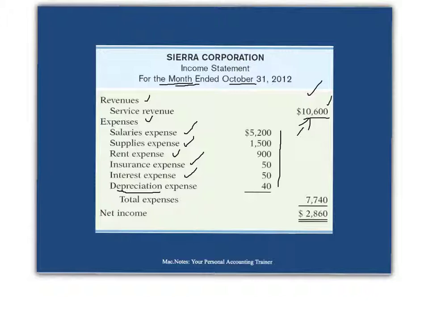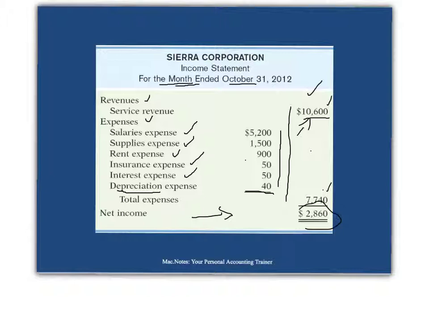So we total the expenses. And notice we total them, if you can visualize here, in two columns: the outside column and the inside column. Now, when we're summarizing a lot of data, we move to the inside column, draw the line, and carry it to the outside. So out here we have the two things, revenues and expenses. Revenues of $10,600 and expenses of $7,740. And net income is the excess of revenue over expenses.